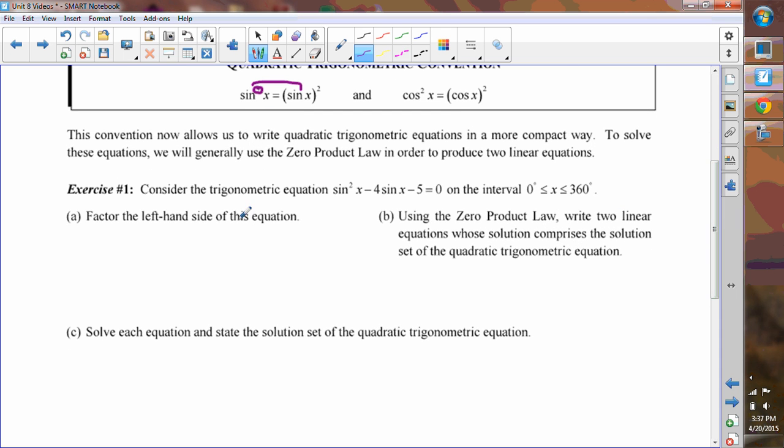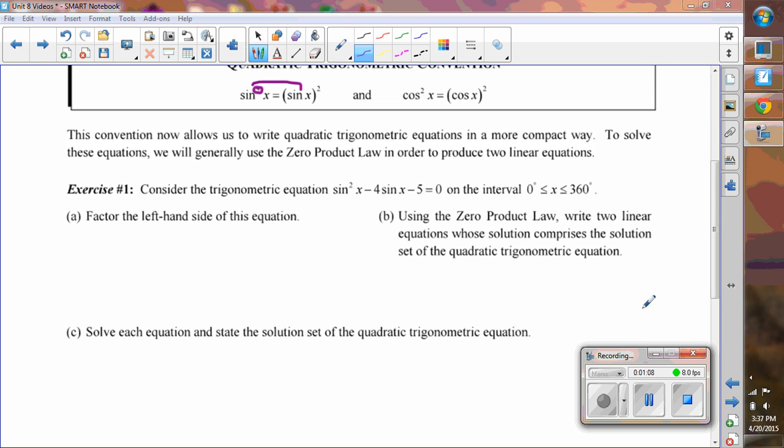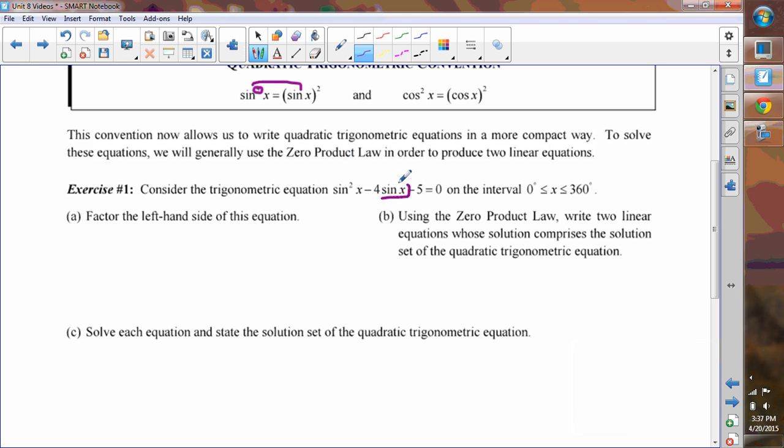So let's look at this first one. It says, consider the trig equation sin²x minus 4 sin x minus 5 equals 0 on the interval 0 less than x less than 360. And when we do such a thing, what we need to do is factor the left side of this equation. Now, the thing that we are using to factor is not x, but rather sine of x. So we have to think about this as being 1 sin²x minus 4 sin x minus 5.